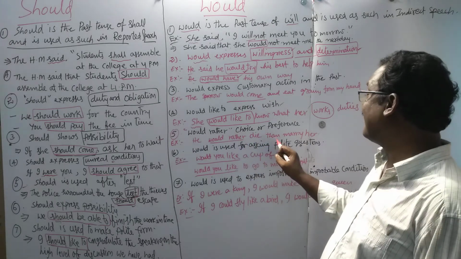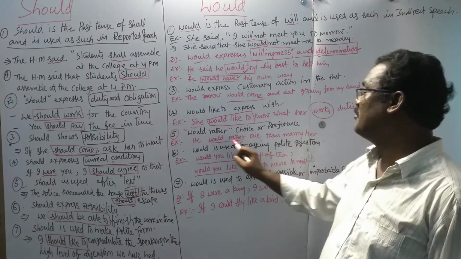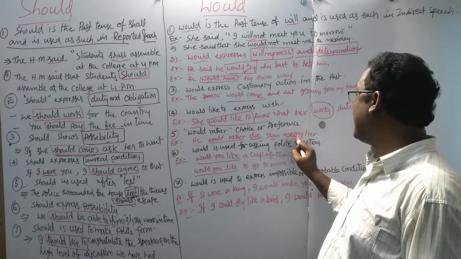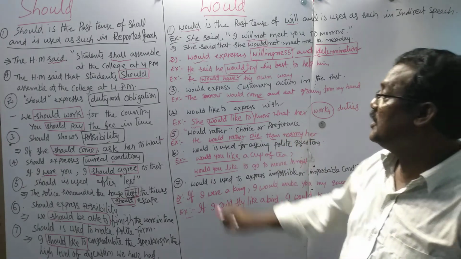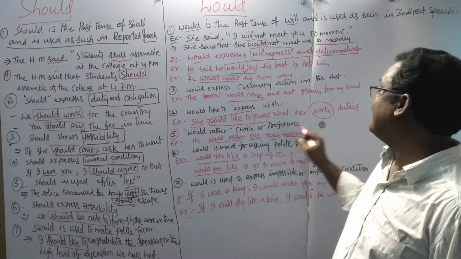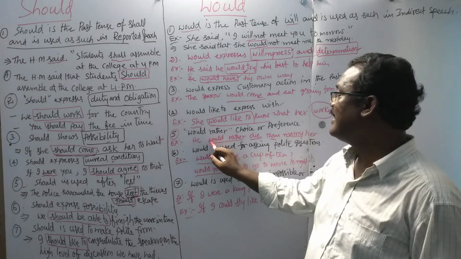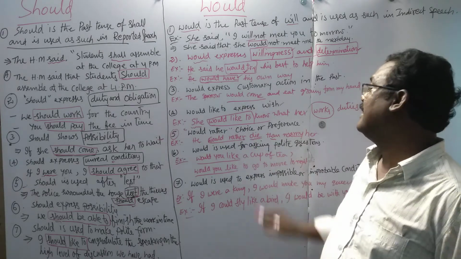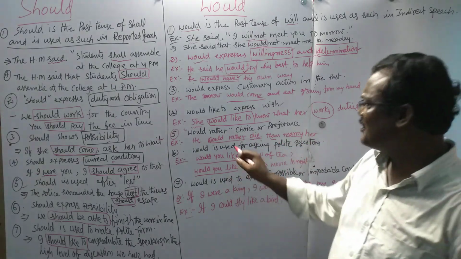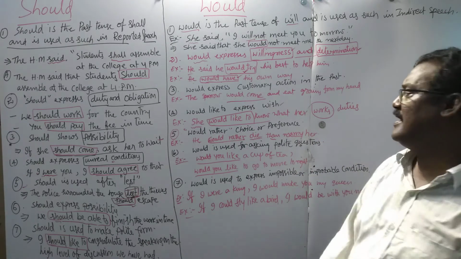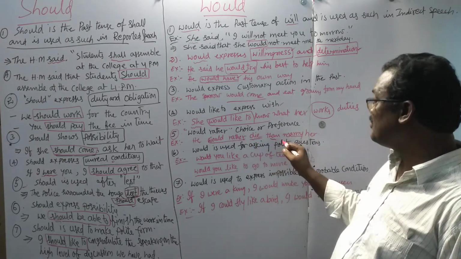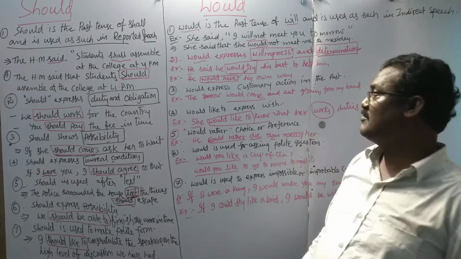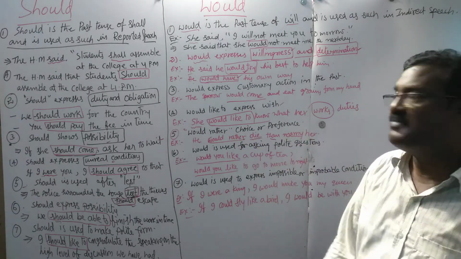I would rather die than marry him. I would rather die, verb form, than, conjunction, marry her. He would rather die than marry her. Would rather expresses preference. That means the person is not willing to marry her. So he does not want to make such a choice. He does not like to take that woman as his wife in his life.